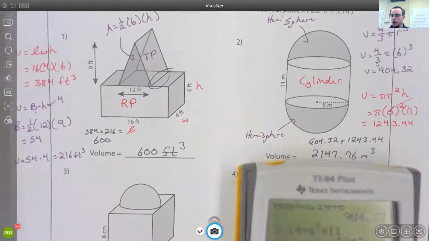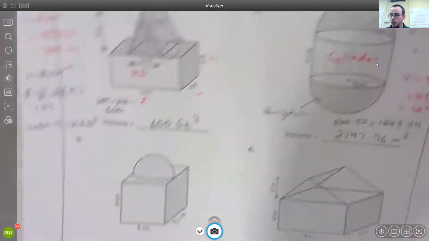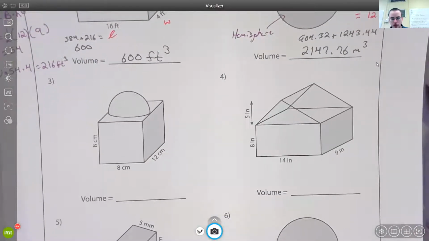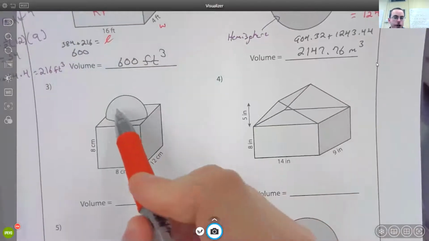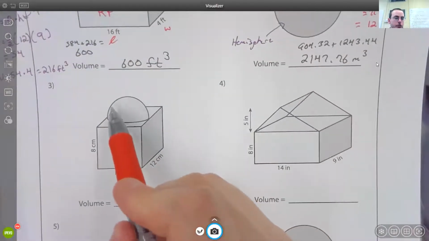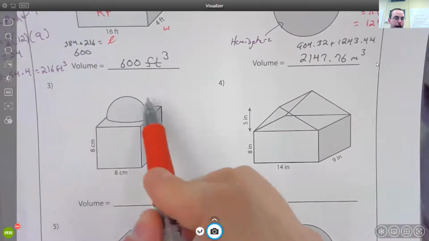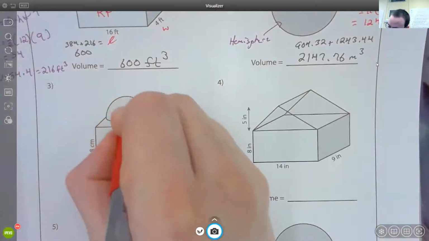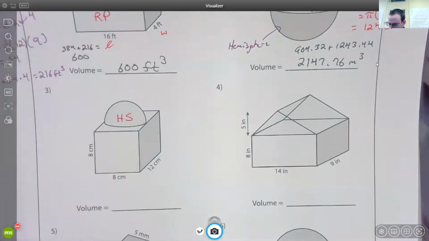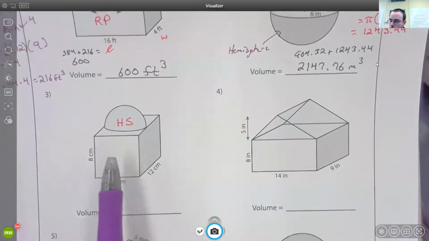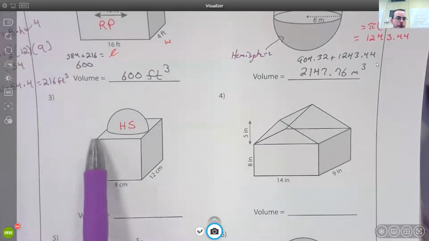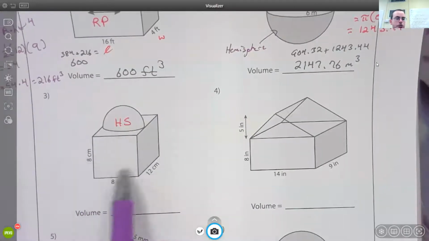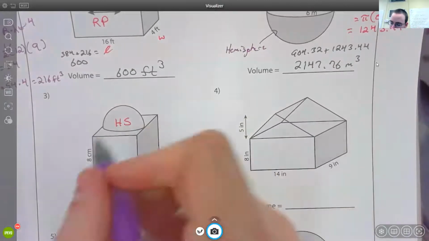All right, so let's look at number 3. What shapes do you see? Well, you should see up here that we have a hemisphere, and the reason we have a hemisphere is because it's just half of a sphere. We only see half of it. So this is a hemisphere. And then our shape on the bottom here, this side's 8, this side's 8, this side's 12. This would be a rectangular prism.